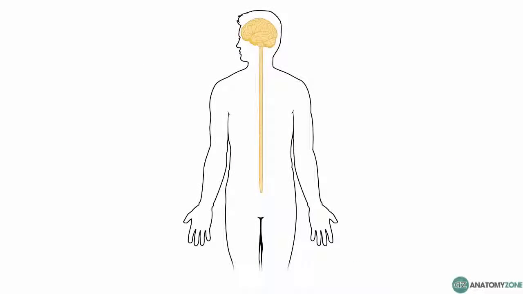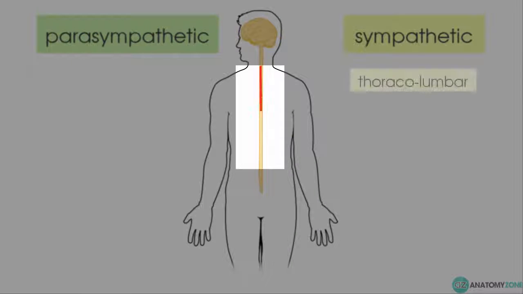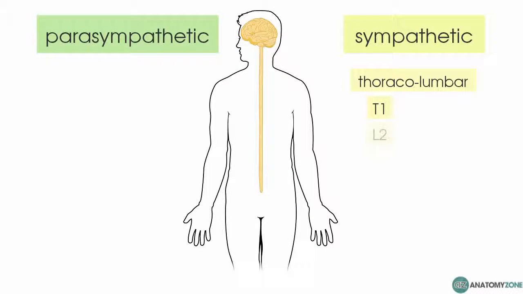The autonomic nervous system consists of two main divisions, the parasympathetic and the sympathetic nervous system, and these are functionally and anatomically distinct. And the functions are often antagonistic, which means they often do opposite things to each other. So in terms of location, the sympathetic outflow originates in the thoracolumbar regions of the spinal cord. So this extends from spinal segments T1 to L2.